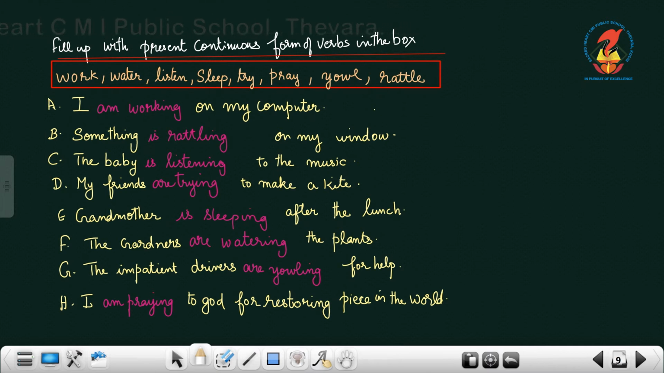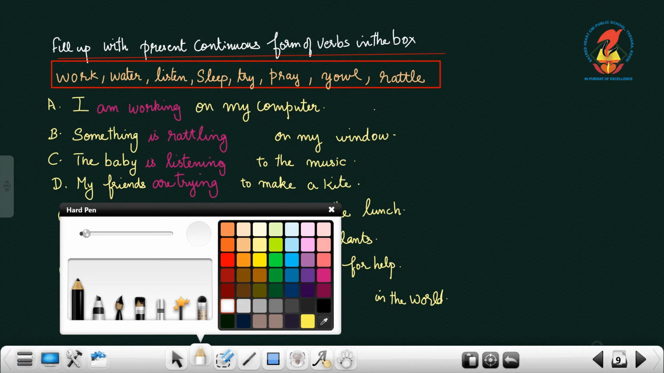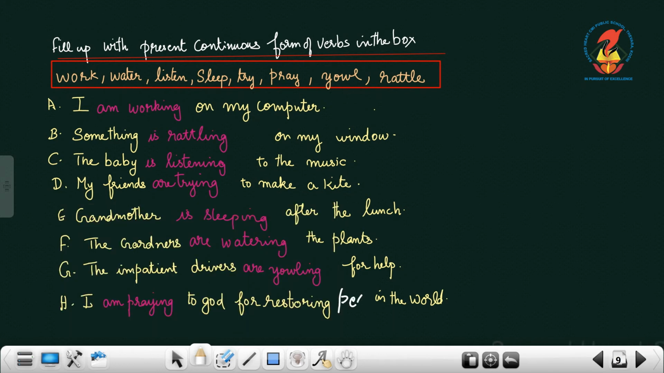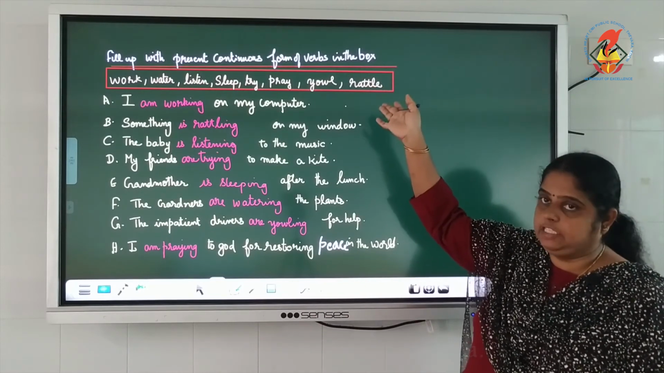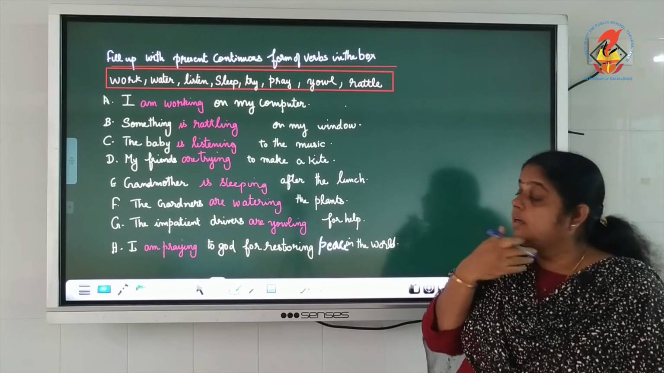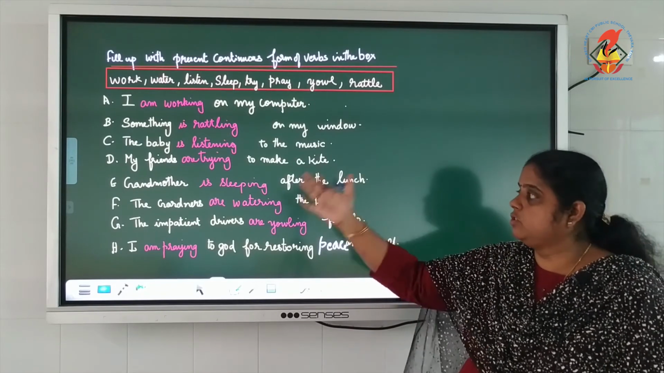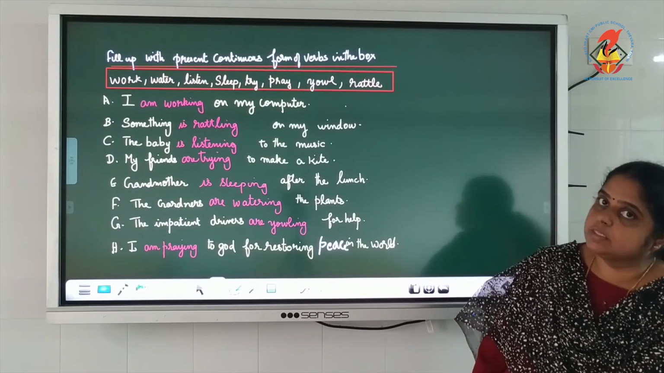Then I am praying to God for restoring peace in the world. Okay. Sorry, the spelling of peace is P-E-A-C-E. Peace in the world. Okay, that's it. So I hope you understood this. First, in the box, whatever words are given, add ing to that. Then you have to add is, are or am with that according to the sentence. That's it. I hope it's clear to you.